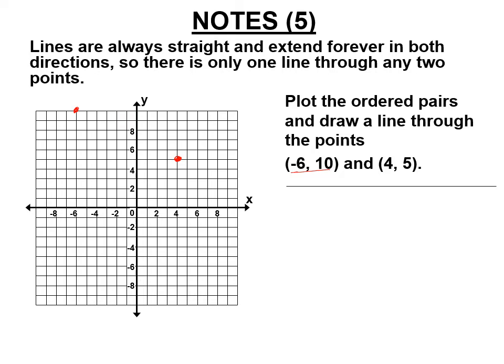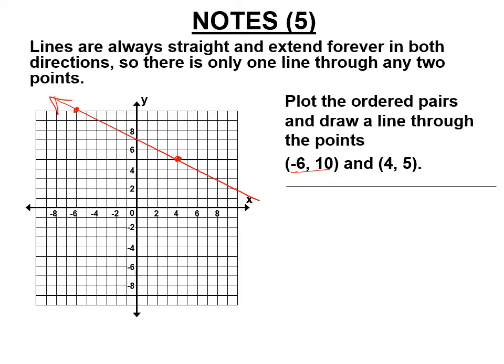So notice, how many lines go through this point? There's an infinite amount of lines that go through that point. But there's only one that goes through them both, right? And so now we're going to draw a line.